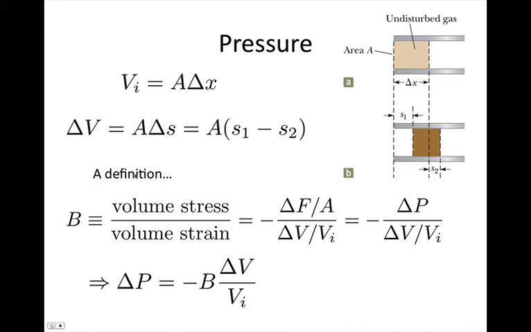Okay, now I need to use this definition. B is the bulk modulus, and it's defined as the volume stress over the volume strain. This is a property for materials which describes how they respond to a force which is applied to them. By definition, the volume stress is equal to the change in the force over the area, and the volume strain describes how the volume of the object changes, so the change in volume over the initial volume. Change in force over area is just equal to change in pressure, because pressure is just force over area. Delta V over V_i, we're just leaving. And so we can see that the change in pressure is equal to minus B times delta V over V_i.